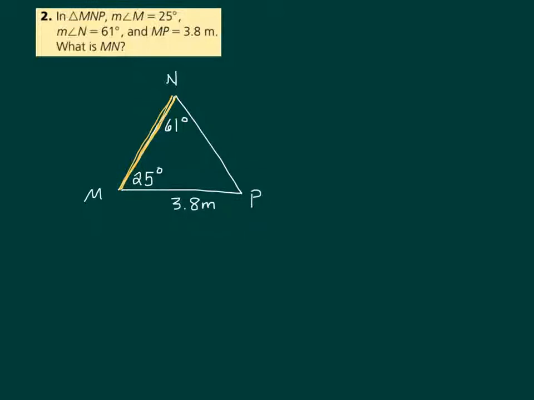This is what we want. How do we set up to solve for that missing side length using the law of sines? We say sine of 61 over 3.8 equals, it's going to be the sine of this angle over MN.